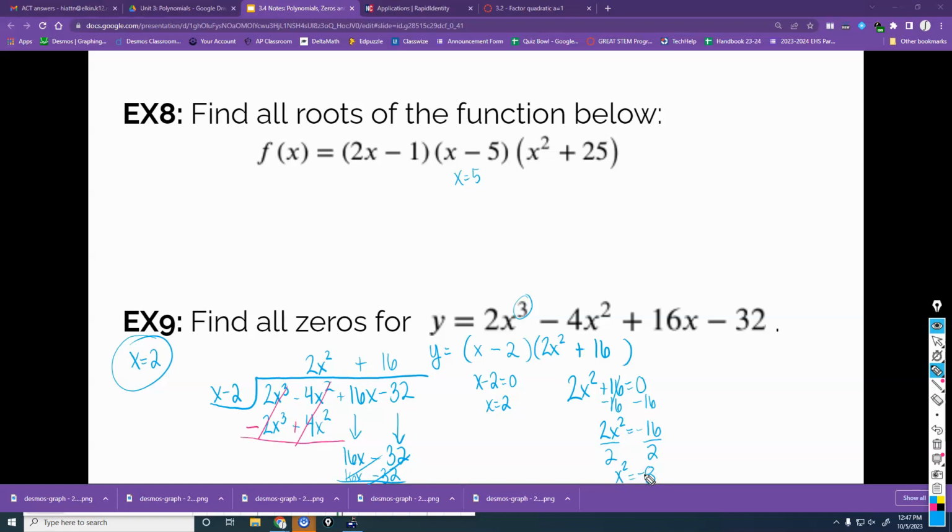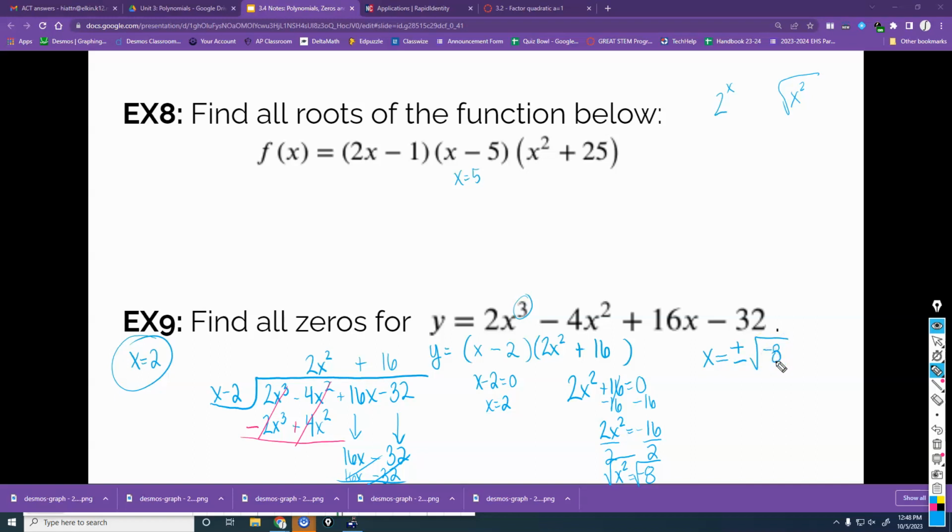How do I get rid of a square? Not a log. It's a square root, right? So logs are for whenever we have like 2 to the x. Square roots is whenever we've got x squared. So we square root right here. So I've got x equals plus or minus square root of negative 8.